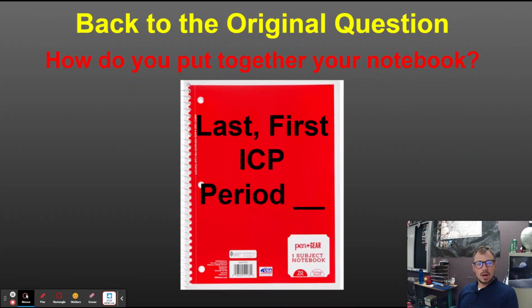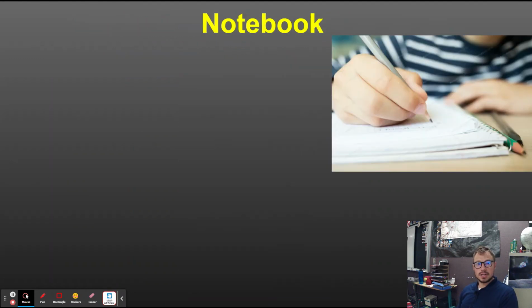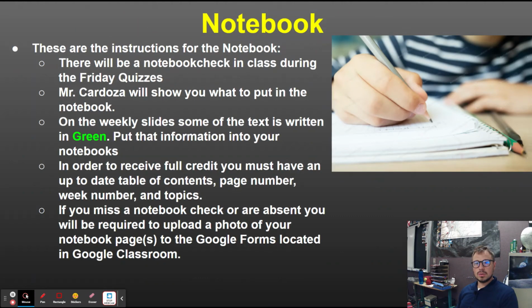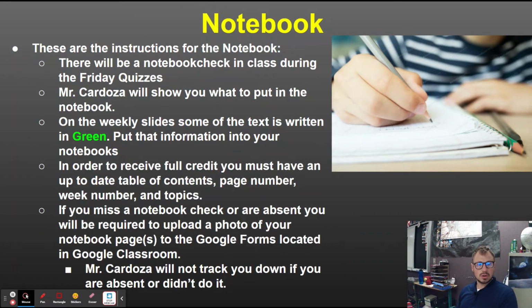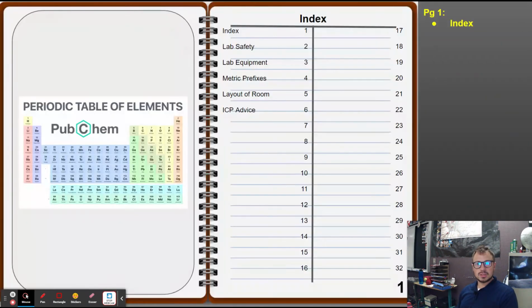All right, so the first thing that we did was we put together our notebook. Now, notice on the front cover, you should have your last name, your first name, the class, the ICP, and the period number. So we already went through this one. This is just the instructions on the notebook, but this is on Google Classroom. That's what it should look like.